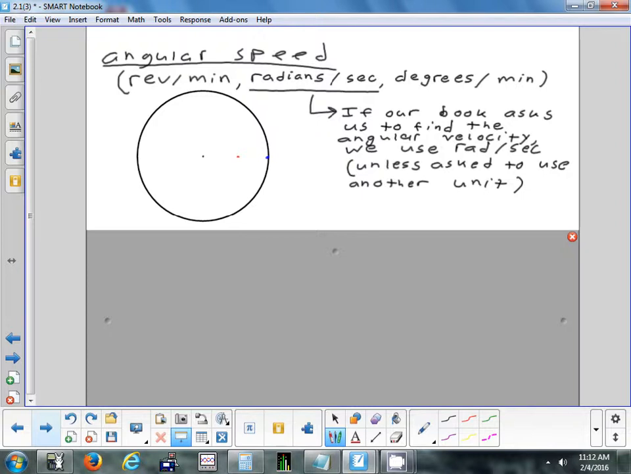If our book asks us to find angular velocity, this is what we'll generally use: radians per second. Some of the questions in the book are pretty vague. They just say, find the speed of the object, and they don't tell you what units to use. If the book ever does not tell you the units to use, always use radians and seconds. If they ask you to use another unit, then we'll do what they ask. But as a default, if they don't say anything, we use radians and we use seconds.